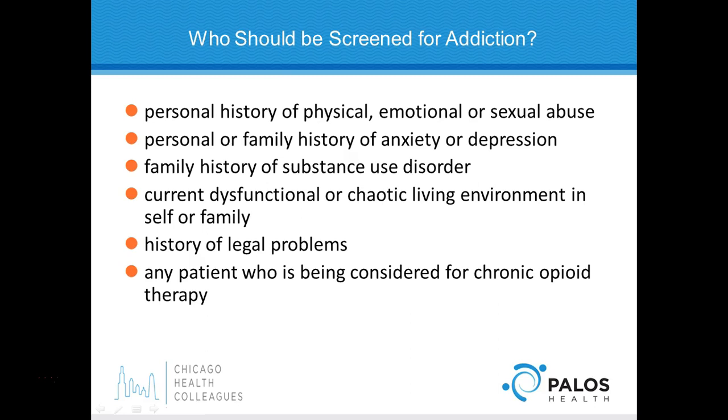Now, who should be screened? Those who have a personal history of physical, emotional, or sexual abuse, those with a personal or family history of anxiety or depression, a history of substance use disorder, if they live in a dysfunctional, chaotic living environment, if they've had legal problems, or anybody who's going to be on chronic opiate therapy. One thing that I must also caution: there are studies that have shown an increased amount of depression in people who are on chronic opiate therapy, and this has to do with depletion of serotonin and other neurotransmitters in the brain secondary to being on chronic opiate therapy.